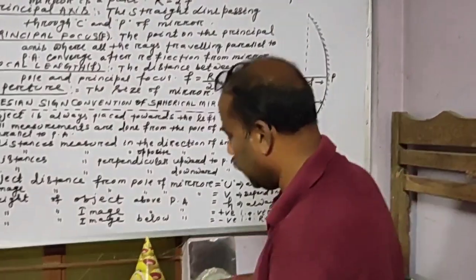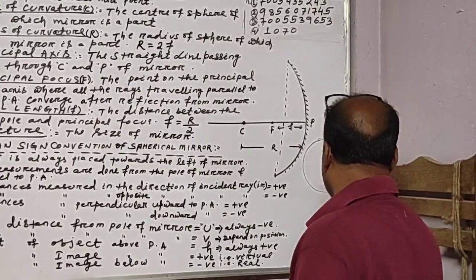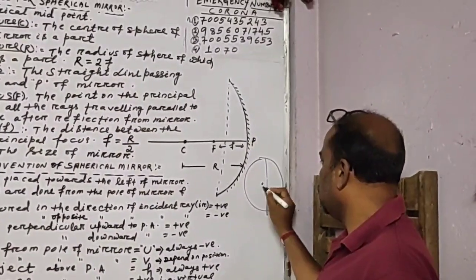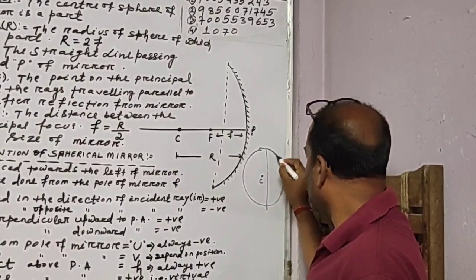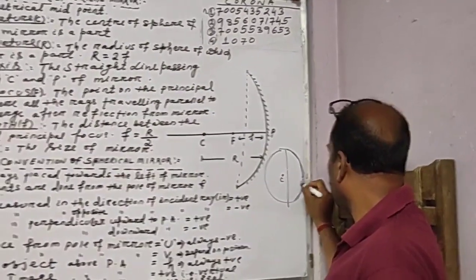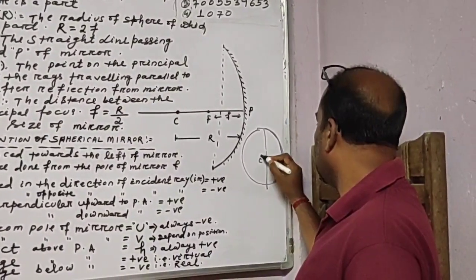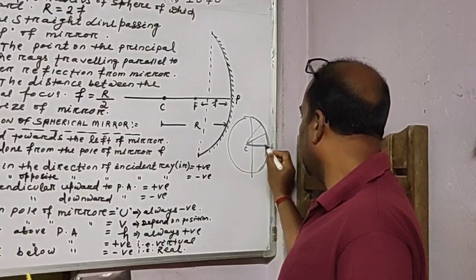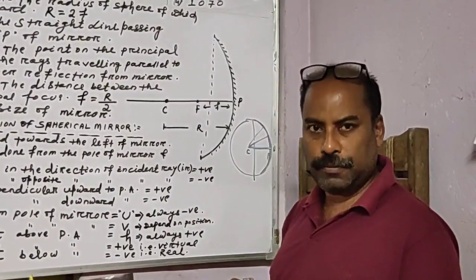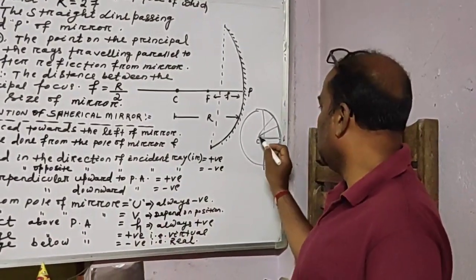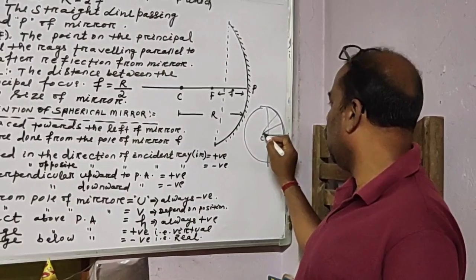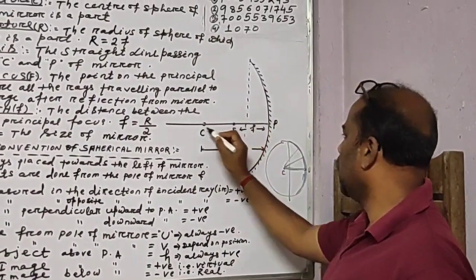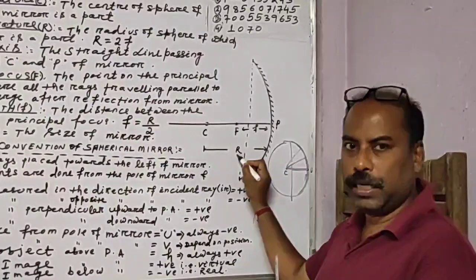Suppose this is a spherical mirror, taken from a sphere, and as it is a sphere there must be a center. This is called the center of curvature. From here to here the midpoint is the pole of the mirror. Now the line joining here, or here, or here, all these are known as radius. But generally we take the radius of curvature on the principal axis. We will talk about the principal axis after that. The distance from the center to the pole of the mirror on the principal axis is known as the radius of curvature. That is denoted by capital R.